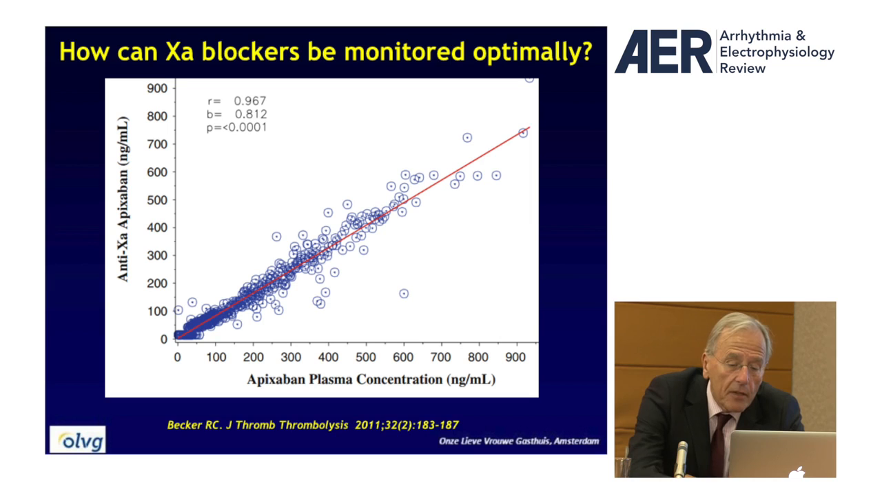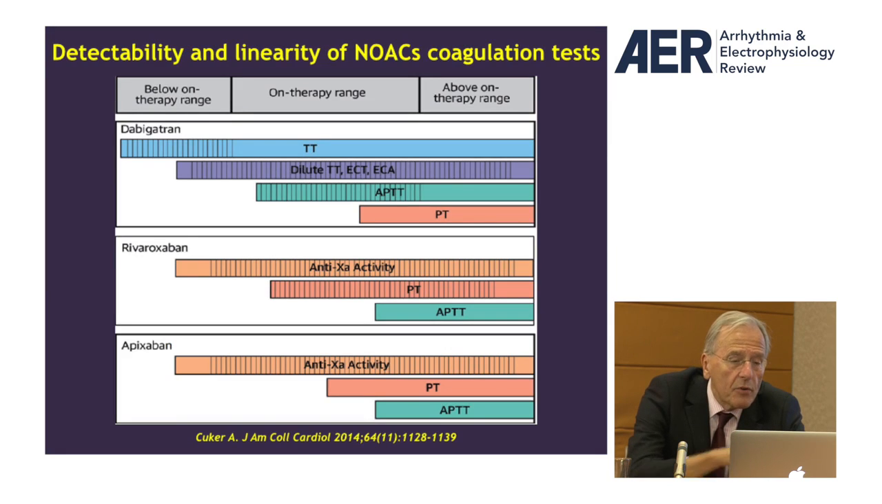There has been a very nice overview recently in JACC, in fact a meta-analysis of all the studies done with the NOAC with regard to its anticoagulation status, and they come to this, I think, useful slide. Here you see the 3 major NOACs, dabigatran, rivaroxaban, and apixaban, with which the studies were performed. And here you see the several tests we have that can detect the activity of the NOAC in the plasma.